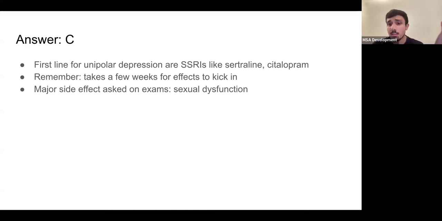So what are some SSRIs? Sertraline, citalopram, and remember, it takes a few weeks to kick in. It doesn't happen right away. So that's why if a patient comes to you after a week of taking SSRIs and says, hey, this doesn't work, you tell them, relax, take it for a bit longer, and inshallah, it will kick in. Major side effect, sexual dysfunction. That's very important because it's a unique side effect of SSRIs. So erectile dysfunction, anorgasmia, stuff like that, okay?